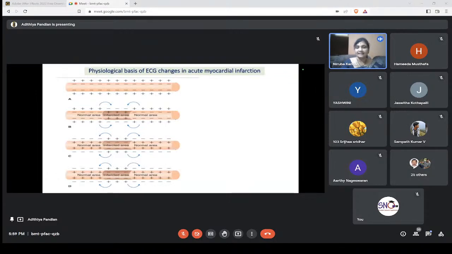So why do you get an elevation and depression? Initially, the current will be flowing from the infarcted area to away from it. The three changes we expect here: there is a decline in the resting membrane potential in the infarcted tissue. When the resting membrane potential becomes more negative, the segment goes down, so the ST is really reflected as elevation in the ECG.